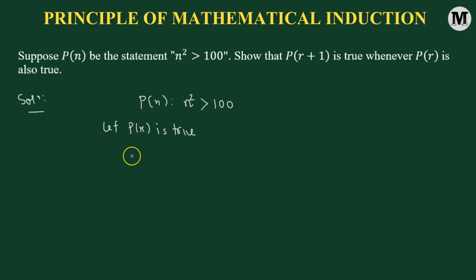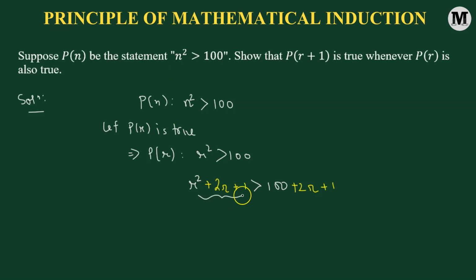Now P of r being true simply means that we take the original statement and replace n with r, such that we get r square greater than 100. Now we're going to add 2r plus 1 to both sides of the inequality. So we have r squared plus 2r plus 1, and on the other side, 100 plus 2r plus 1. The reason we have done this is that r squared plus 2r plus 1 is simply the expansion of r plus 1 whole squared. So here we are saying that r plus 1 whole squared is greater than 100 plus 2r plus 1.